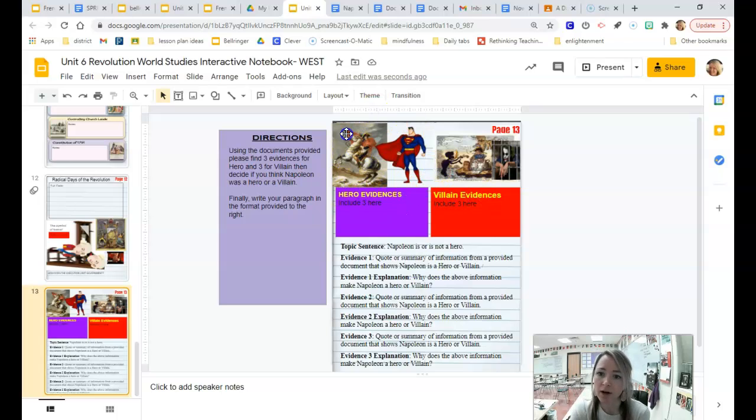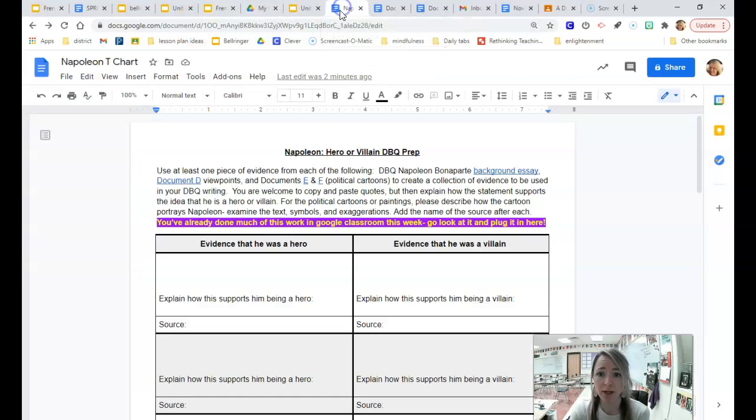We are looking at whether Napoleon would be considered a hero or a villain. Instead of completing this, you are going to be completing this T-chart. You are being asked to use at least one piece of evidence from each of the following. So you have to open up some of these from earlier in the week.